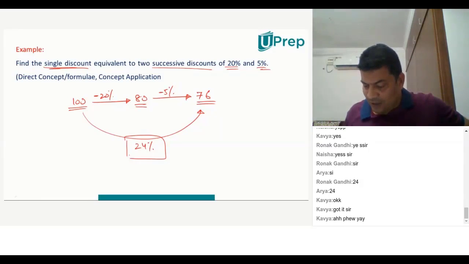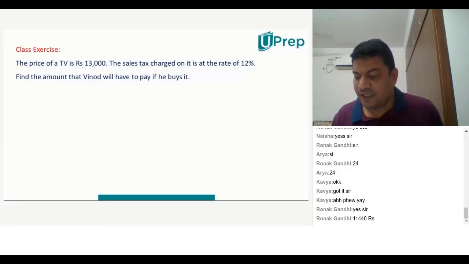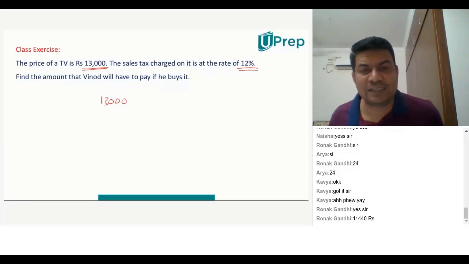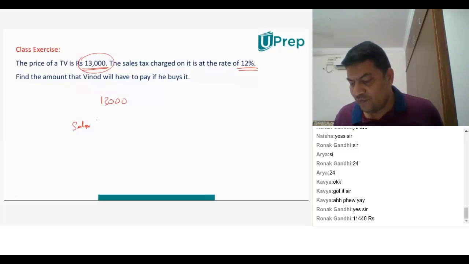Okay, so let's take the last problem. Quickly solve this. The price of a TV is 13,000. The sales tax charged on it is at the rate of 12%. So you get sales tax on the price, right? That Vinod will have to pay if he buys it. So here, sales tax will always be calculated as 12% of the price, which is 13,000.